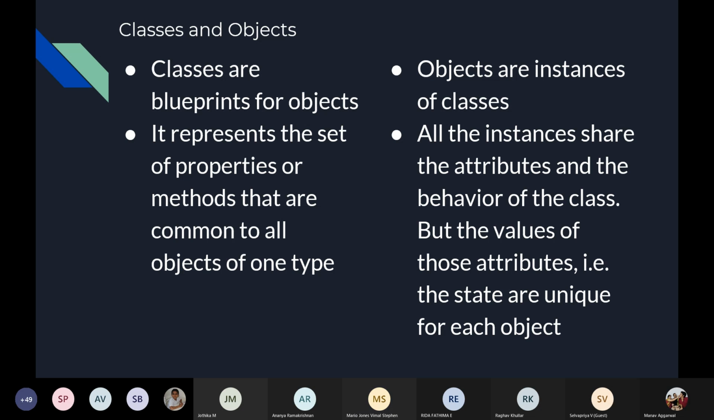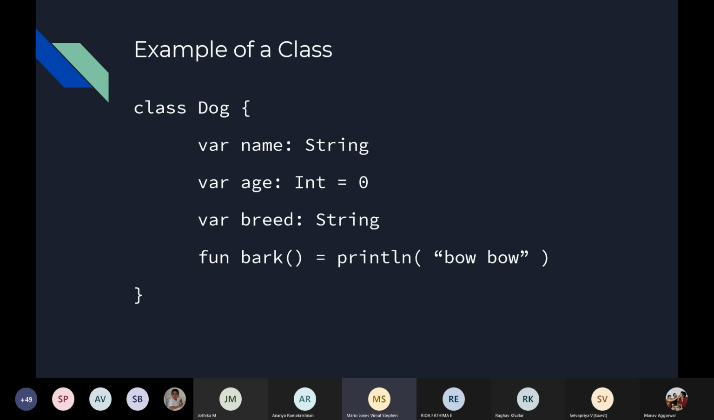So let's take this example. Class dog. This dog has a name, age, its breed, and a function called bark. So this is nothing but a class. Let's say that this is nothing but a blueprint, right? Because a dog has a name, an age, and a breed. So yeah, this is nothing but a class.